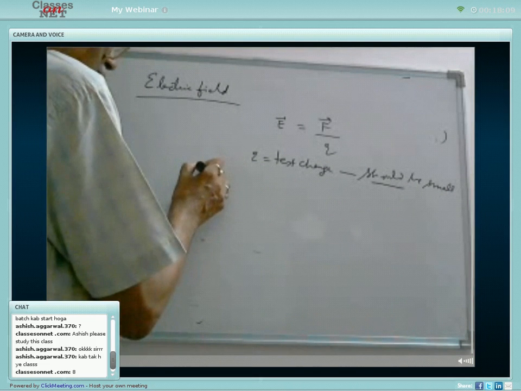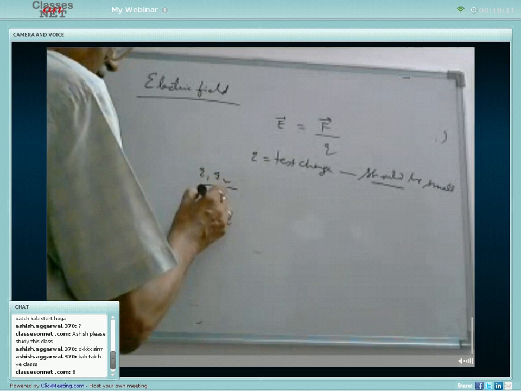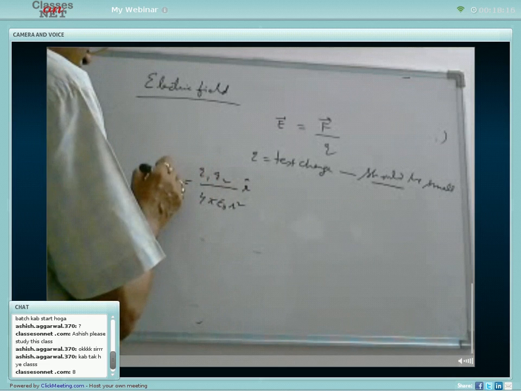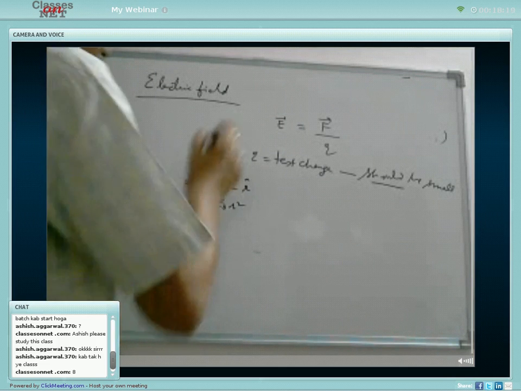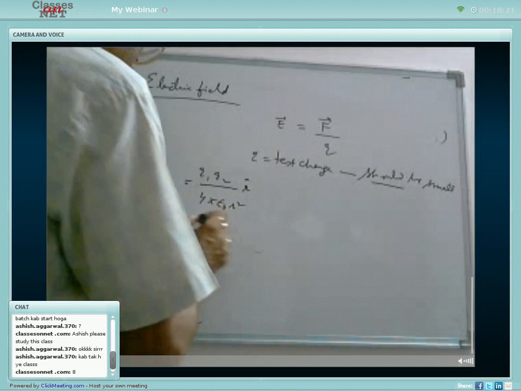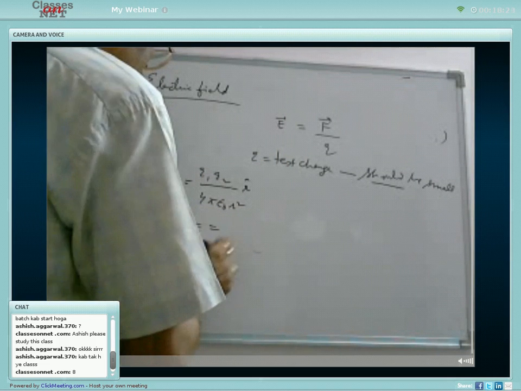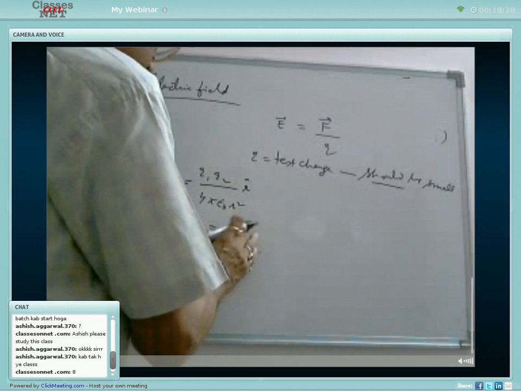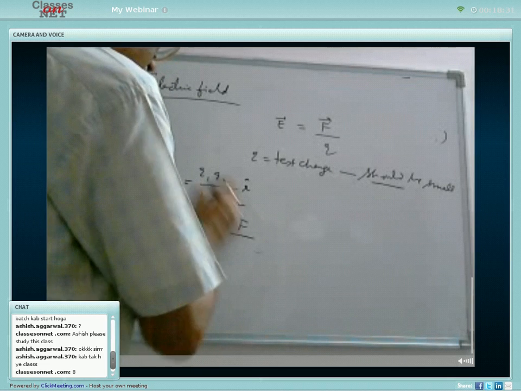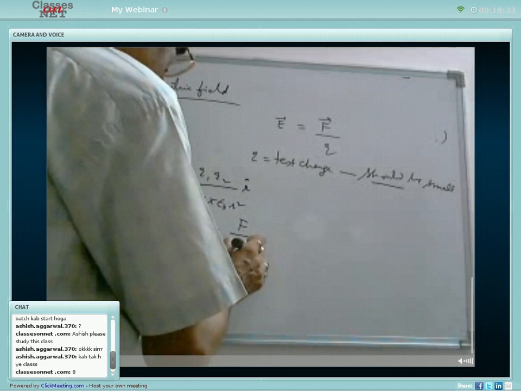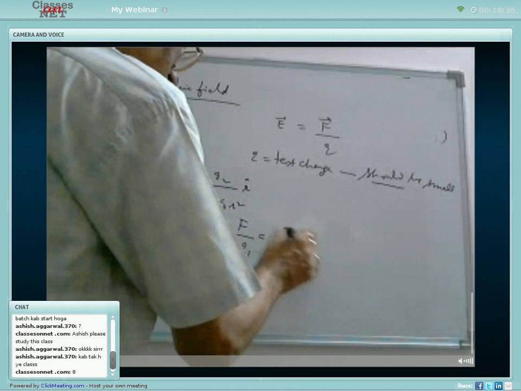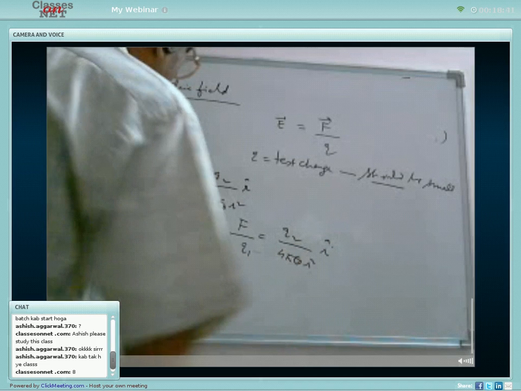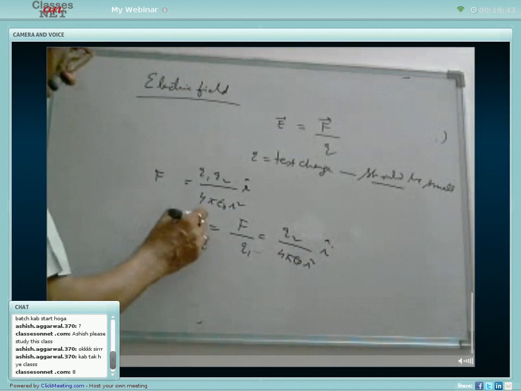So if we have two charges Q1, Q2, and force is represented by this, then we can find our electric field by this formula. This electric field will be given by F upon Q2, if Q1 is source charge, so Q2 upon 4 pi epsilon 0 r square r cap. This is the value of electric field.